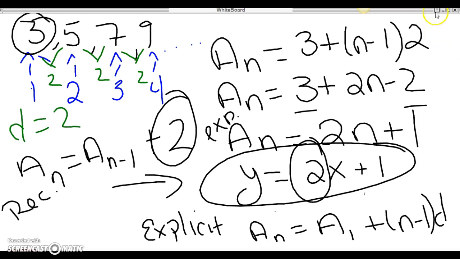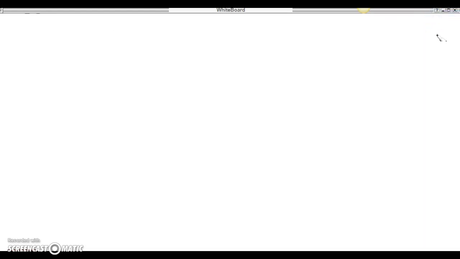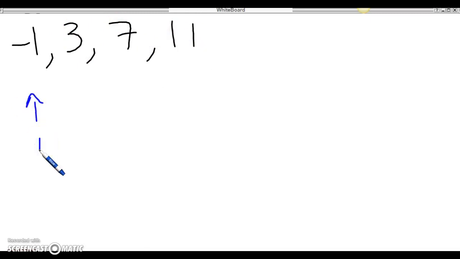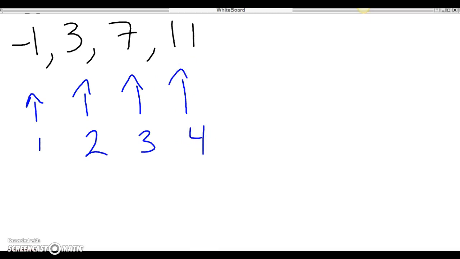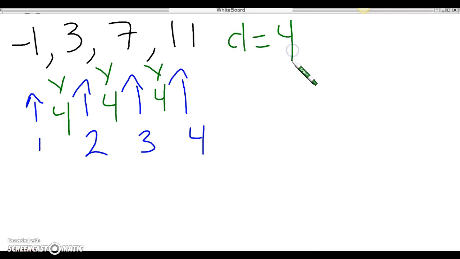Let's look at the next one. So I'm going to erase this. The next one we have is -1, 3, 7, and 11. So once again, my first term is -1. My second term, or n equals 2, is 3. My third term is 7, and my fourth term is 11. Let's see if we can find the difference. From -1 to 3, the difference is 4. From 3 to 7, the difference is 4. And from 7 to 11, the difference is 4. So that means my d is equal to 4.